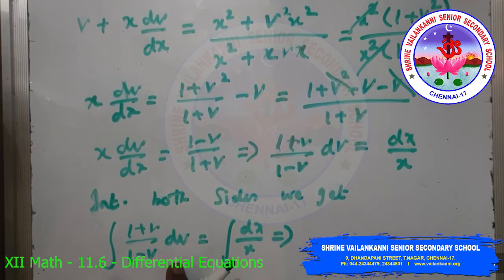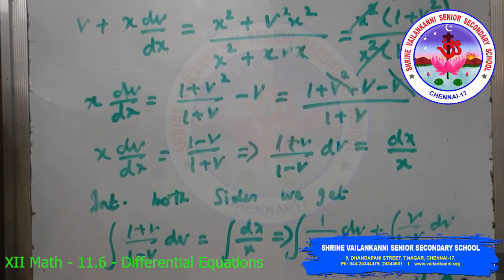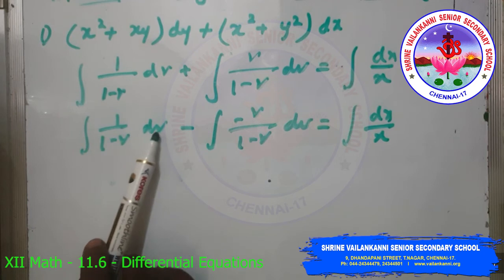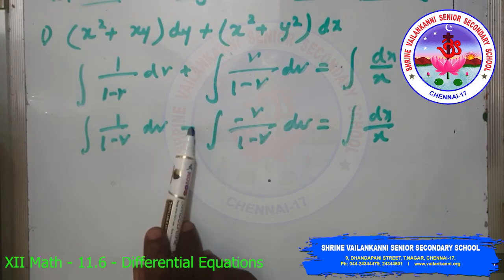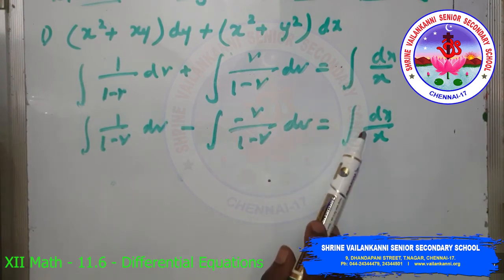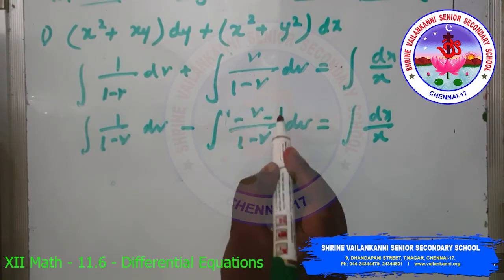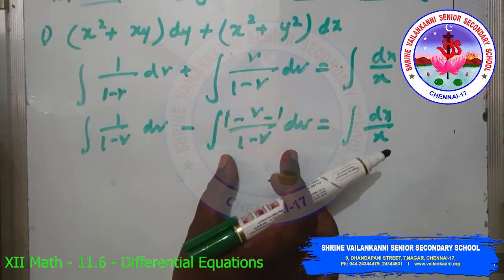Now I am going to separate this integrand as the integral of 1/(1 − v) dv plus the integral of v/(1 − v) dv, which is equal to the integral of dx/x. The integral of 1/(1 − v) dv. Here minus of minus is plus v. So minus of the integral of (−v)/(1 − v) dv is equal to the integral of dx/x. Here I am going to add and subtract 1 so that I can get the denominator 1 − v by 1 − v. I can separate this integrand into 2.